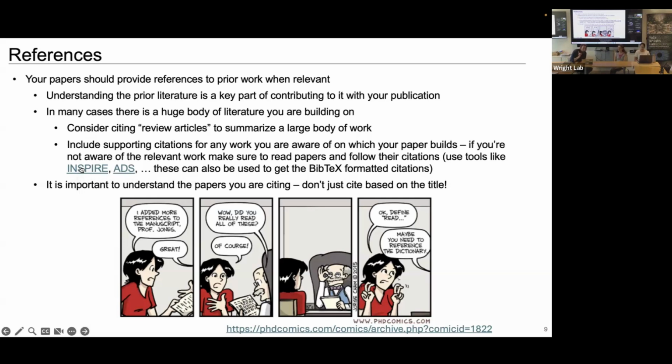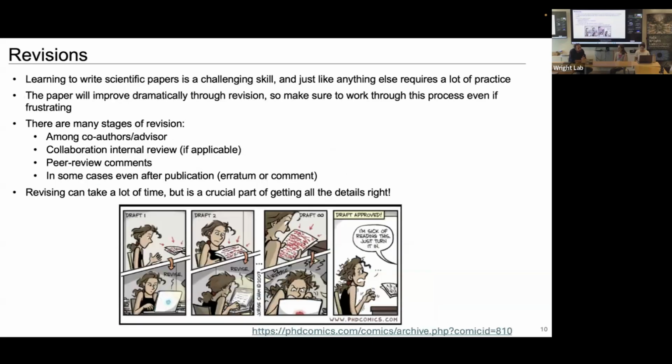And it's important to read these papers. And here's the PhD comment: I added a bunch of references. Great. Wow, did you read all these? Of course. Well, define read, right? Maybe you need to reference the dictionary, because it's not just that you should cite it because it looks like it has the right title. You should understand the literature in your field, and part of writing a paper is taking the time to make sure you really do, and that what you're citing is most relevant.